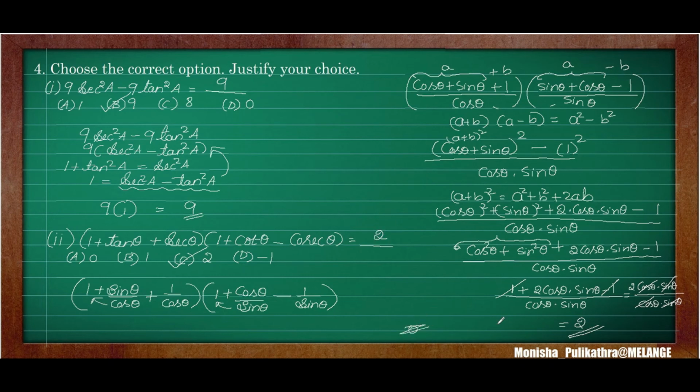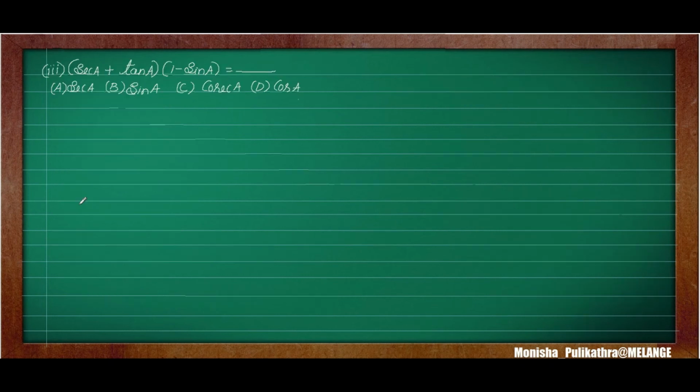I hope you understood this. Moving on to the third sub question. The third question is (secant A plus tan A) into (1 minus sin A). Here the reciprocal of secant A is 1 by cos A, plus the reciprocal of tan A is sin A by cos A. Next, this 1 minus sin A we have to write as it is.